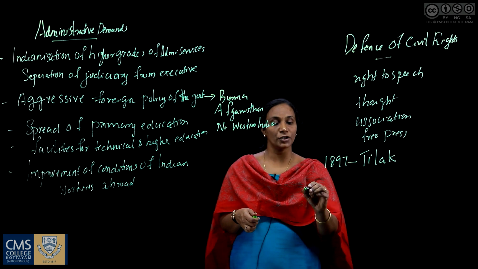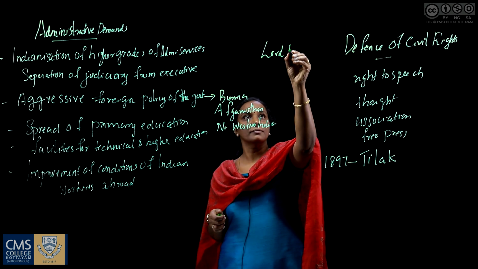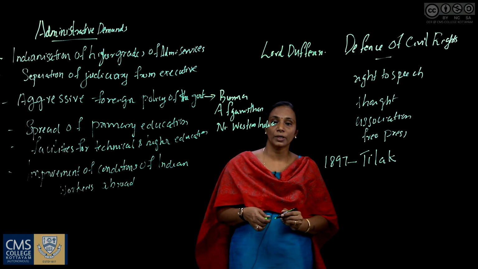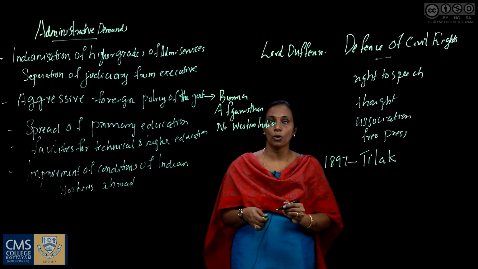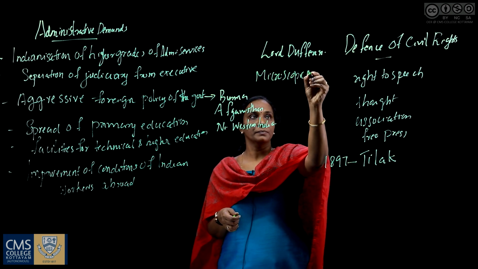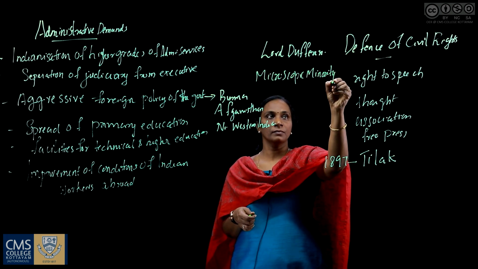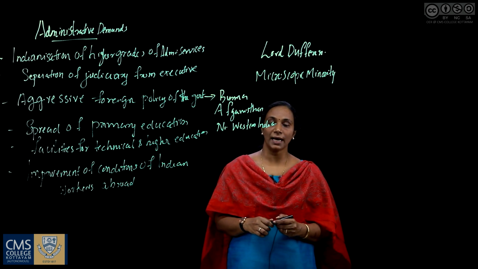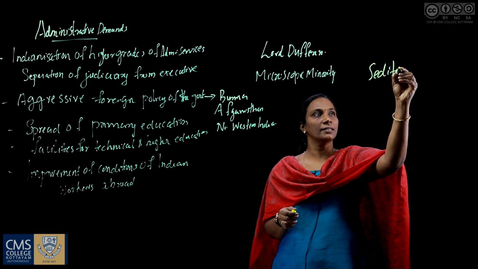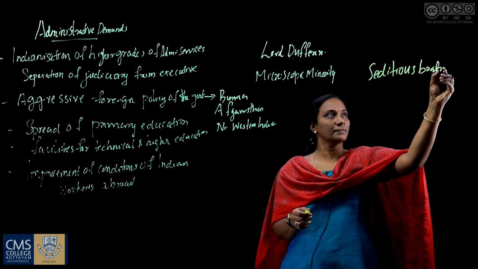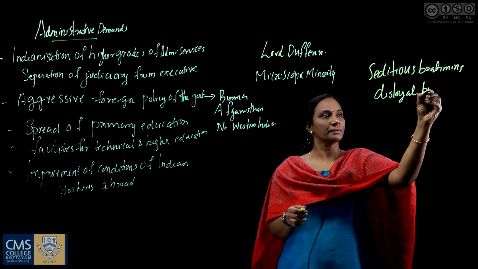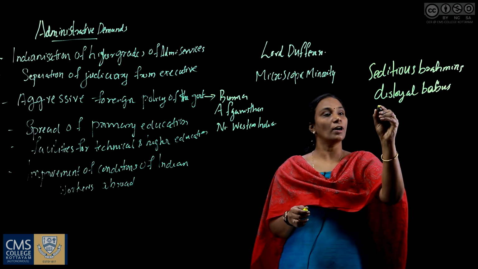Lord Dufferin, the then Viceroy, called the Congress as representing only a microscopic minority of people. The officials branded the nationalist leaders as seditious Brahmins, disloyal Babus, and violent villains.